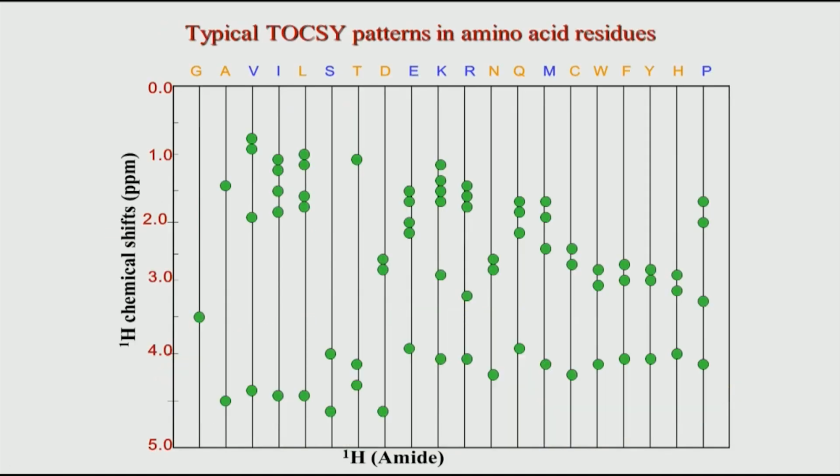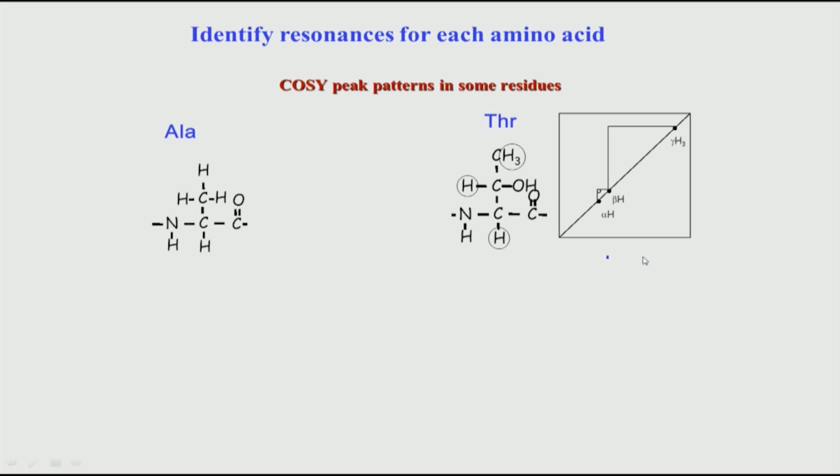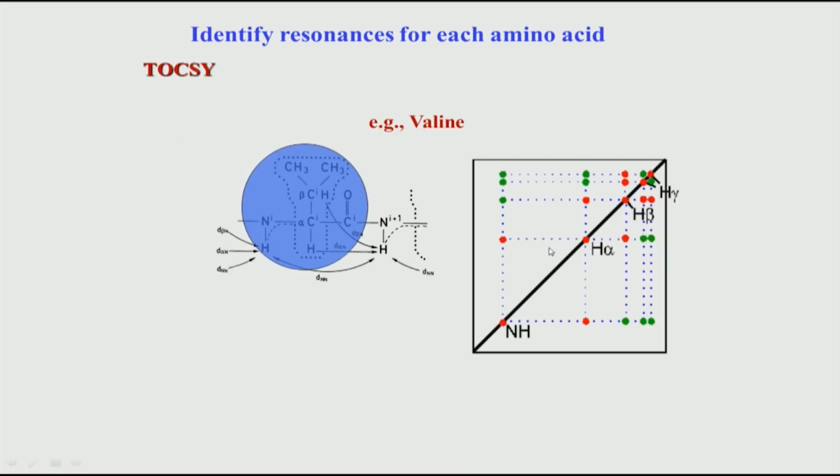Let us go back to the sequential assignments. We saw the COSY pattern, we saw for threonine the chemical shift types of amino acids and the different patterns, and we looked at valine. In valine we saw the amide proton, then alpha, beta, gamma, delta; this is gamma 1, gamma 2. This is a beta proton, this is a gamma proton, and these are the 2 gamma protons. This is the beta proton and this is the alpha proton.